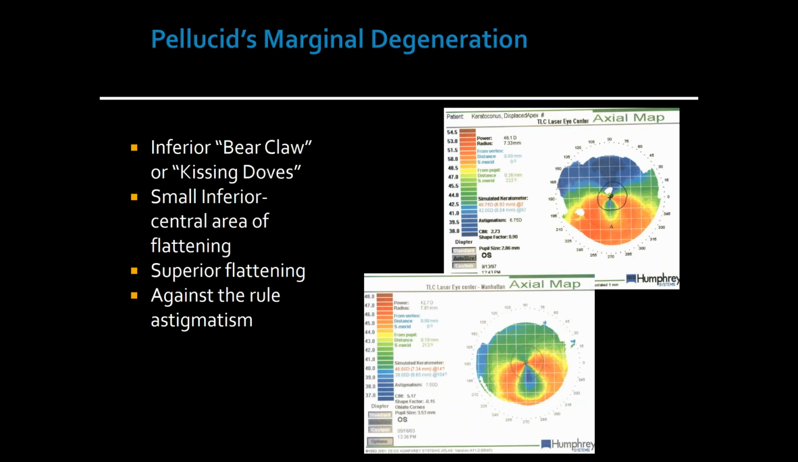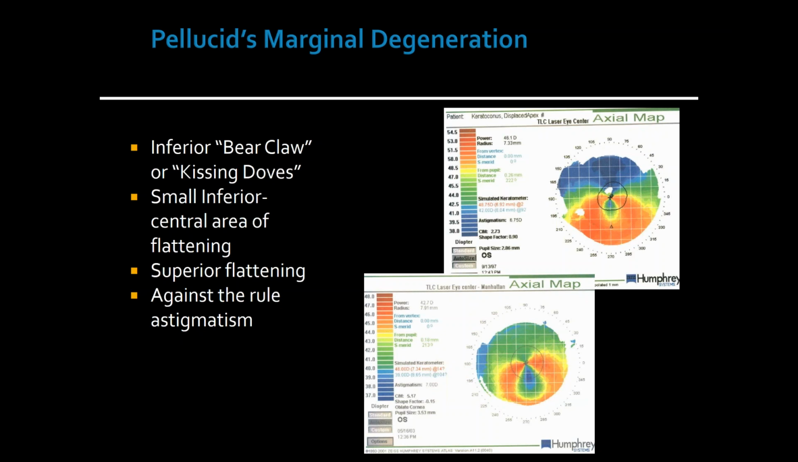The unique nature of these patients is they typically will exhibit significant against the rule minus cylinder in their prescriptions, and the other unique nature is that because this thinning is right at the 6 o'clock area, the cornea tends to fold in a very orthogonal or normal way that results in orthogonal astigmatism.